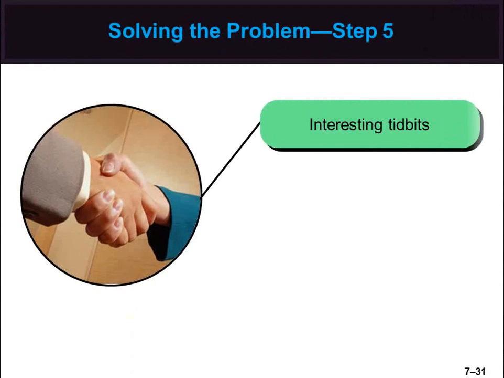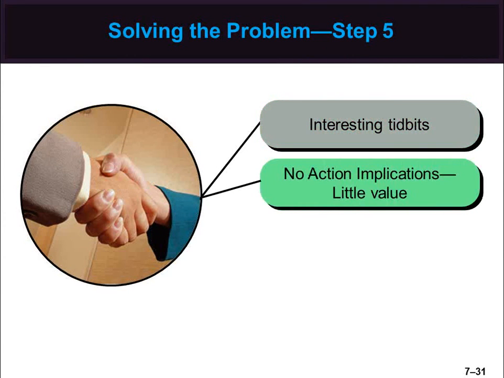So step 5, solving the problem. In this last step of the research process, managers use the research results to make marketing decisions. Researchers and managers are fascinated by the interesting tidbits of information that come from the research process. They are excited if the research reveals something they didn't know before. If research doesn't have action implications, it has little value and suggests poor planning by the researcher and the manager.